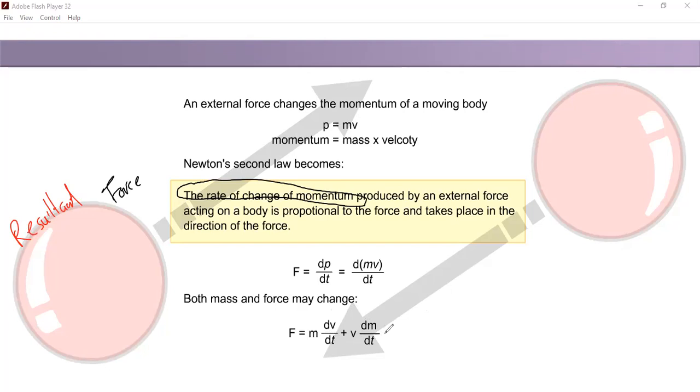That means dm over dt. d(mv) over dt is the rate of change of momentum, right? dv over dt means ma is the force. So both of them represent the force.